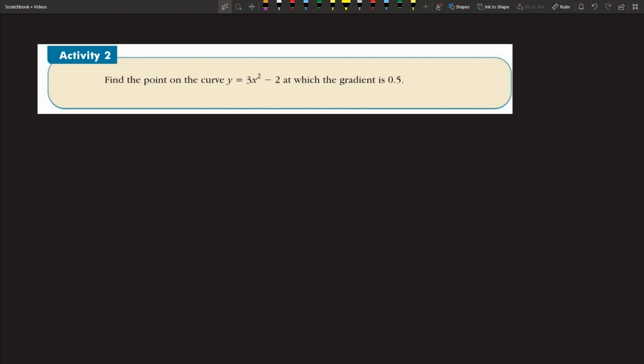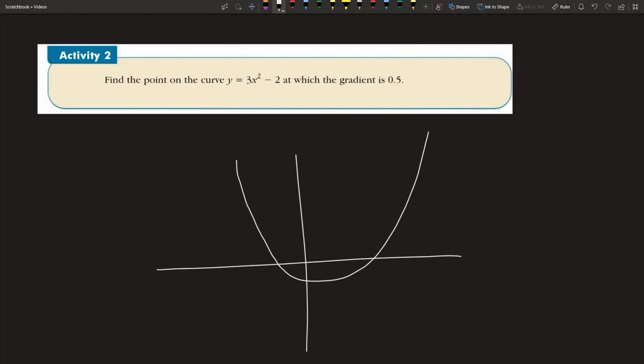right? What does this mean? We have a curve, right? Let me draw my x and y axis. I don't know where it is exactly, but I'm just guessing it looks something like this. It's a parabola, right? I don't care where it is. Anyways, find the point on the curve such that the gradient is half.